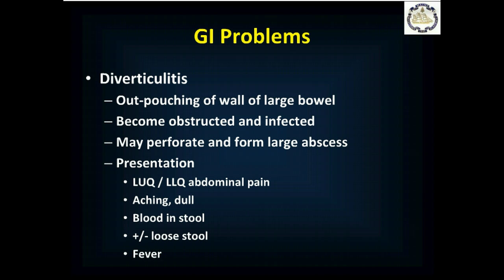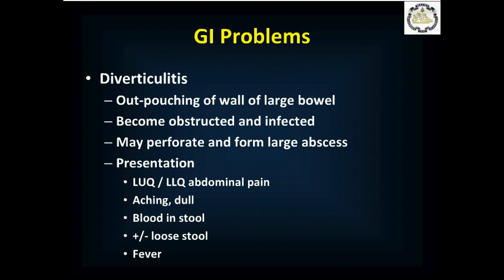And basically what happens is the wall of the large bowel pouches out between the muscles that run along the large bowel. And that's called diverticulosis. And those little outpouchings, which look like little pockets, can become obstructed and infected. And when they do, that's diverticulitis. And if they get infected enough and they rupture, they form a large abscess.